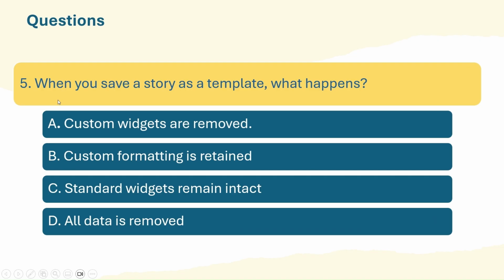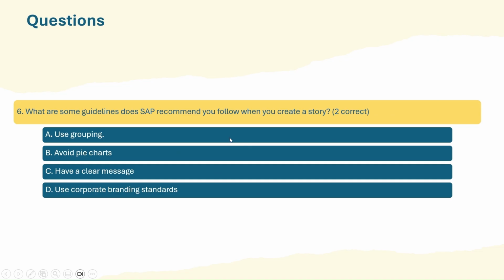And when you save a story as a template, what happens? Custom widgets are removed, custom formatting is retained, standard widgets remain intact, or all data is removed. And the last question is, what guidelines does SAP recommend you follow when you create a story? Use grouping, avoid pie charts, have a clear message, use corporate branding standards. So these are the 6 questions from today's session, and you can answer them. We will reveal the answers in the next session.